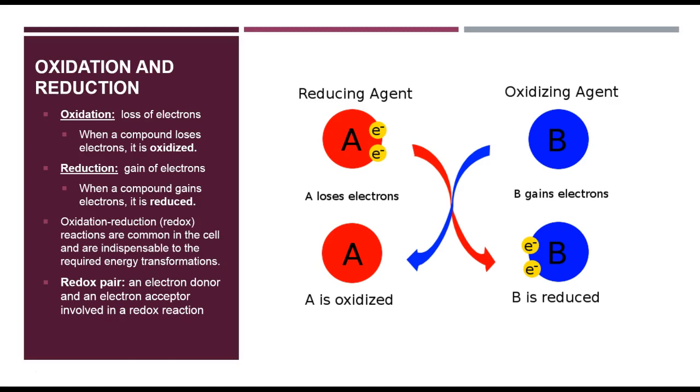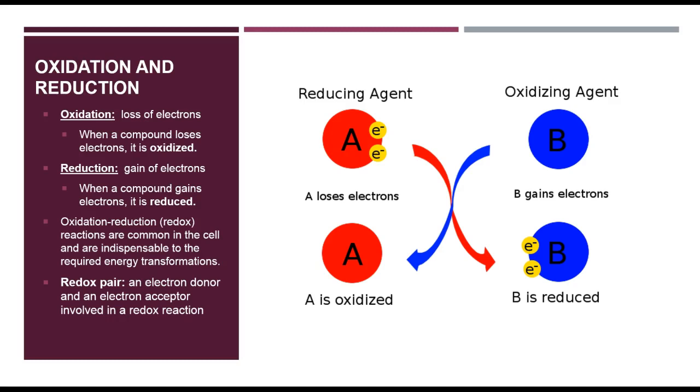Oxidation and reduction is another way that energy can be produced, and that's through the movement of electrons. Oxidation involves the loss of electrons. So when a compound loses electrons to another compound, that compound becomes oxidized. Reduction involves gaining electrons. So a compound that gains electrons is said to be reduced.